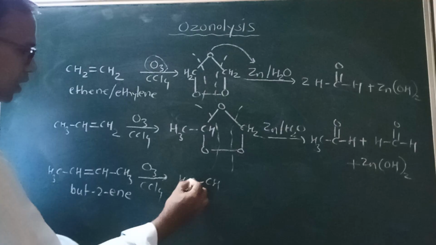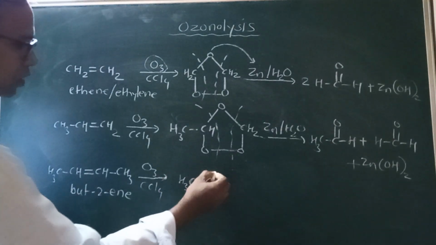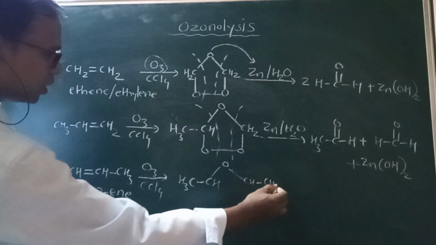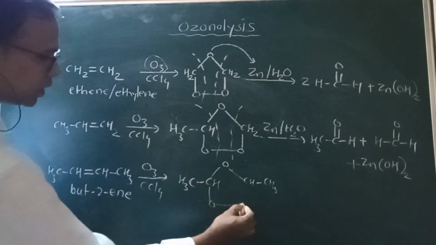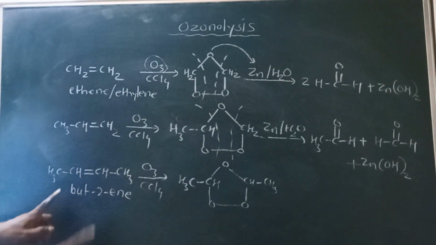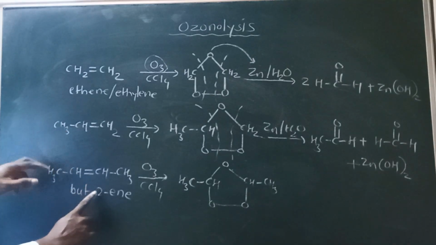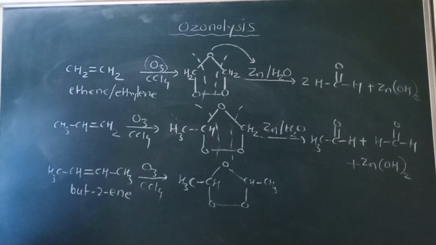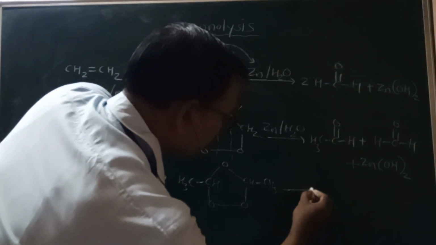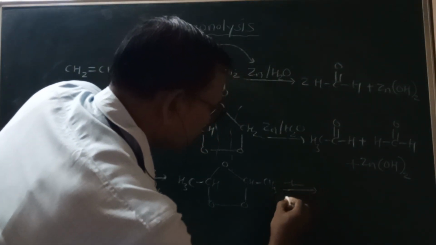a structure like this: CH3, then CH, then the O-O-O ring structure, then CH, again the same CH3. It's the ozonide of butene. As the alkene is symmetrical, both carbons carry one hydrogen and one methyl group. So in the next step, this undergoes reductive cleavage by using the same zinc and water.